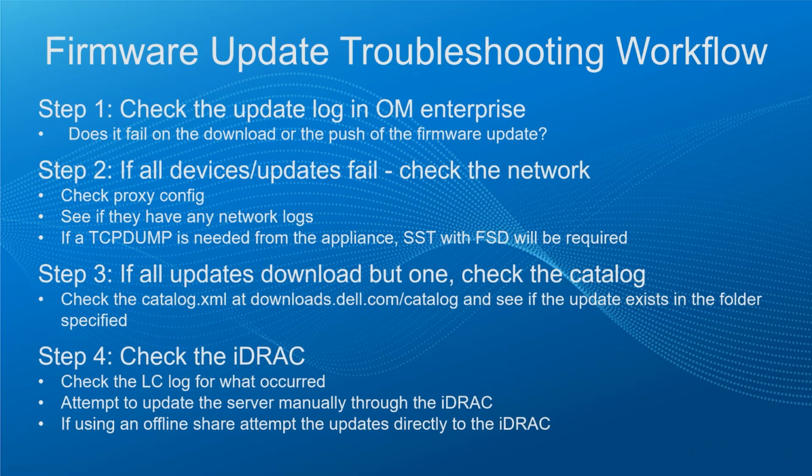Step 3, if all updates download except for one, we need to check the catalog. You can check the catalog.xml at downloads.dell.com/catalog and see if the update exists in the folder specified. Step 4, check the iDRAC. You can check the lifecycle log for what occurred. You can attempt to update the server manually through the iDRAC. If we're using an offline share, attempt the updates directly to the iDRAC.